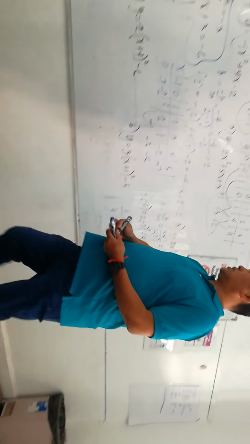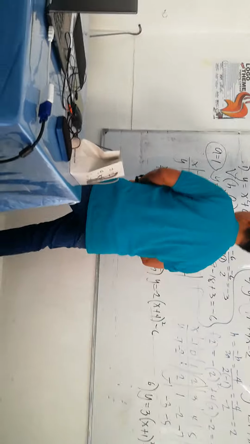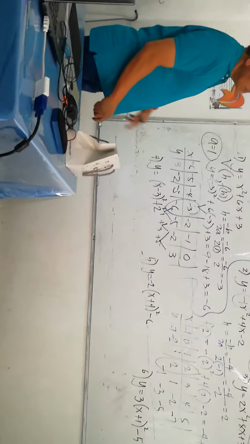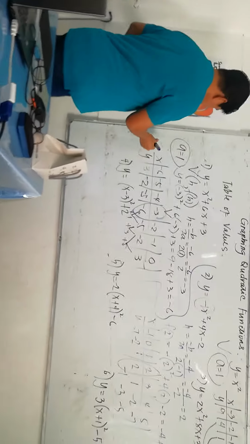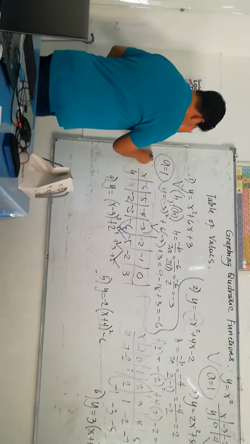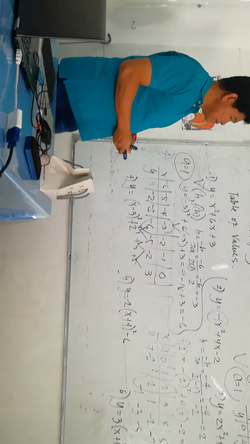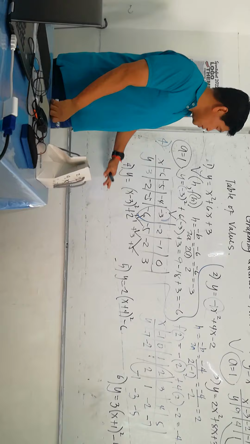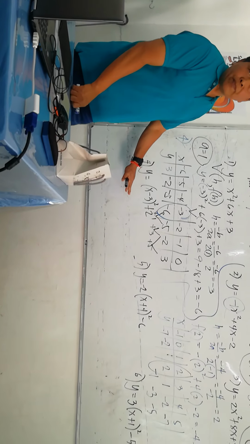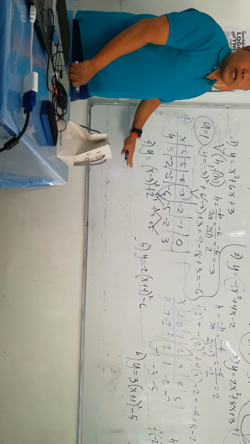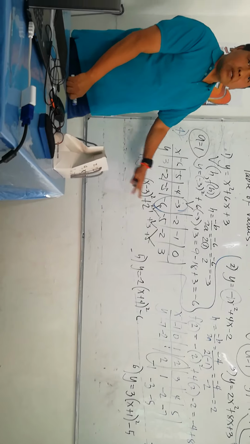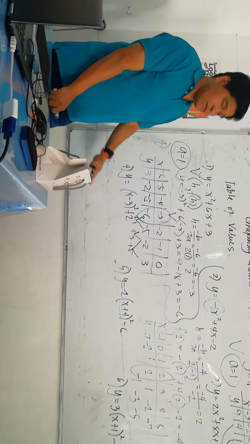Okay, next is example number 4. Example number 4 is only making a table because this is already in the vertex form. No need for you to solve for the value of h and the value of k. It is already given.